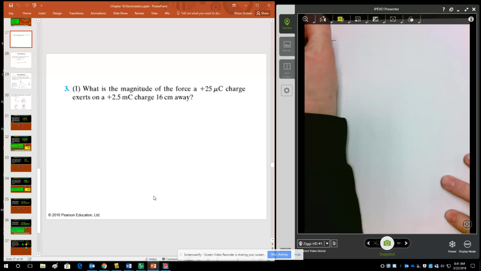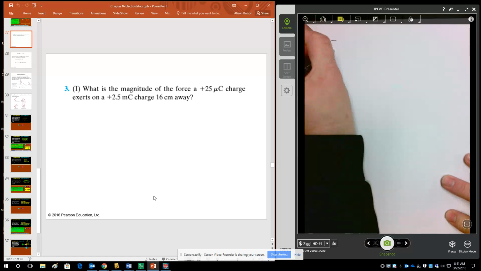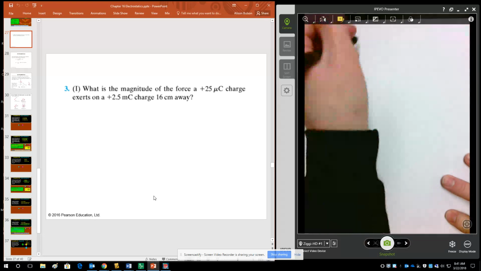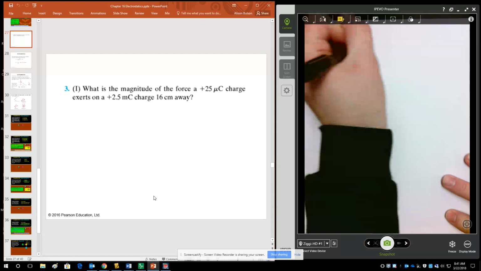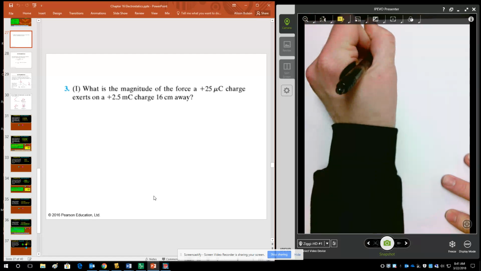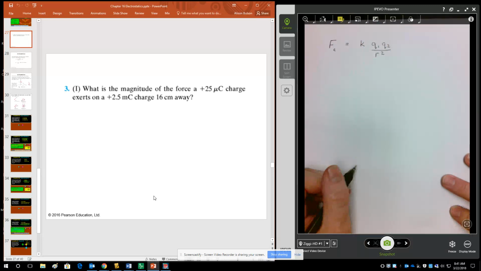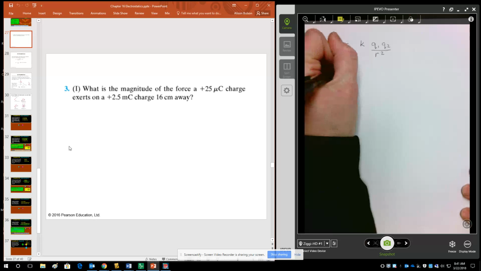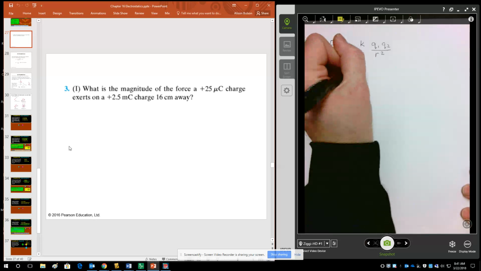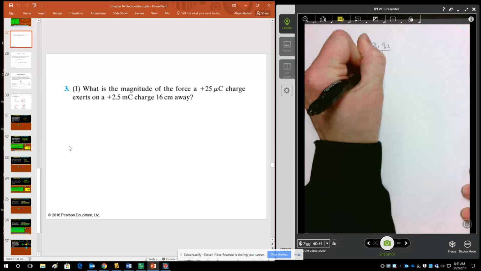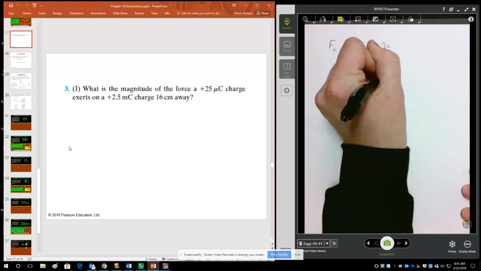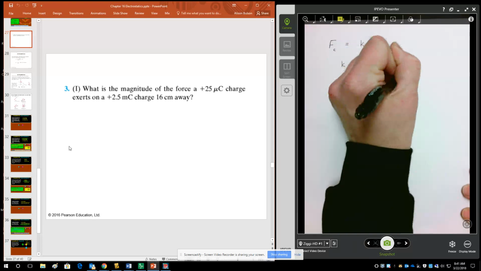So we want to go back to Coulomb's law. The electrostatic force is equal to constant K times Q1 times Q2 divided by R squared, where R is the distance between the two. We also need to recall that K, I'm going to use the AP equation table version, is 9 times 10 to the 9th, I hope, newton meter squared per coulomb squared.